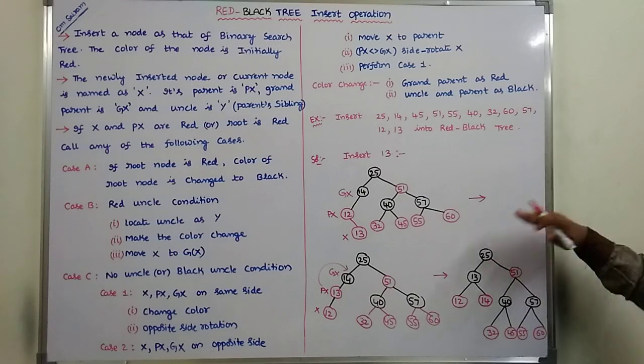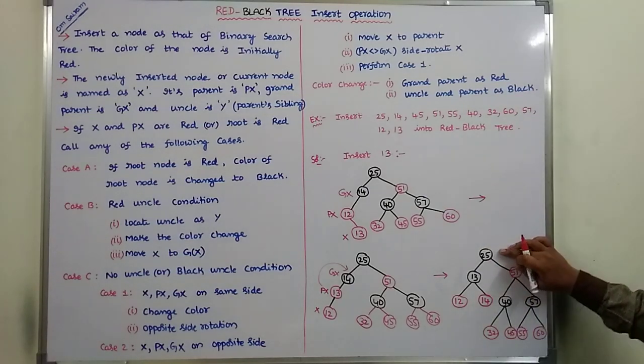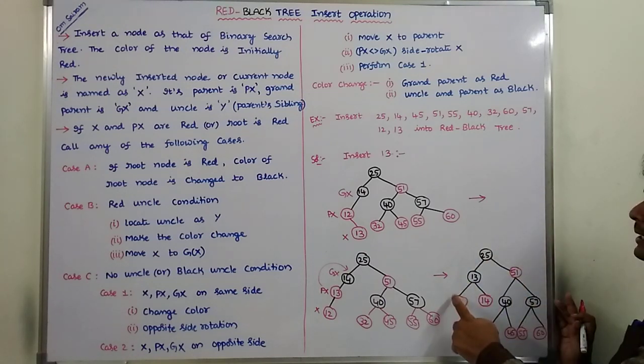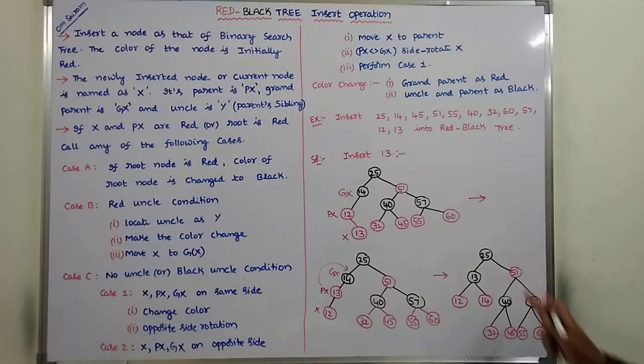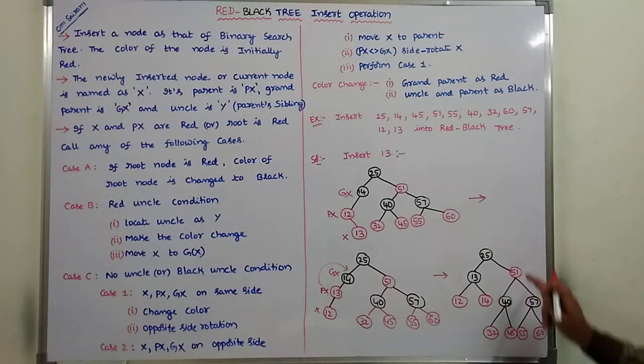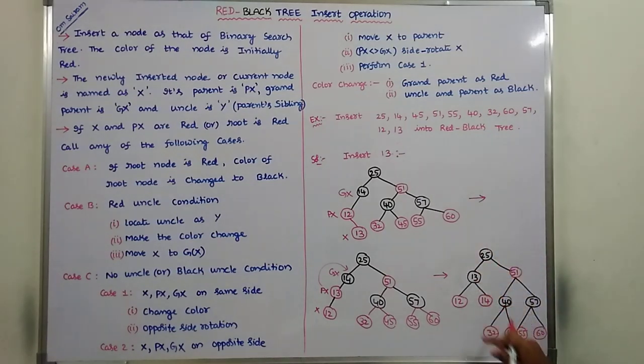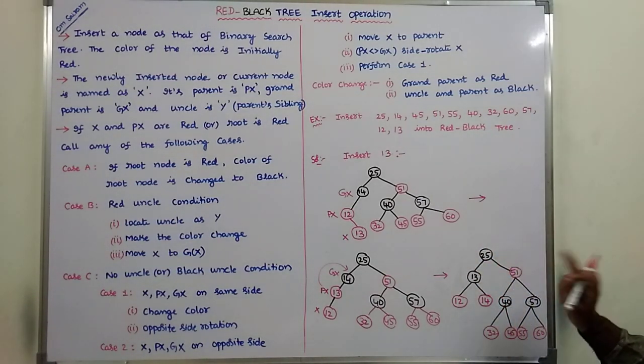Okay, so now check whether this is a red black tree or not. So root node is black. Yes, root node is black. Any path contains 2 consecutive red nodes? This path contains 2 consecutive red nodes? No. This path? No. This path, no. This path, no. Now check, this binary search tree condition is satisfied or not.